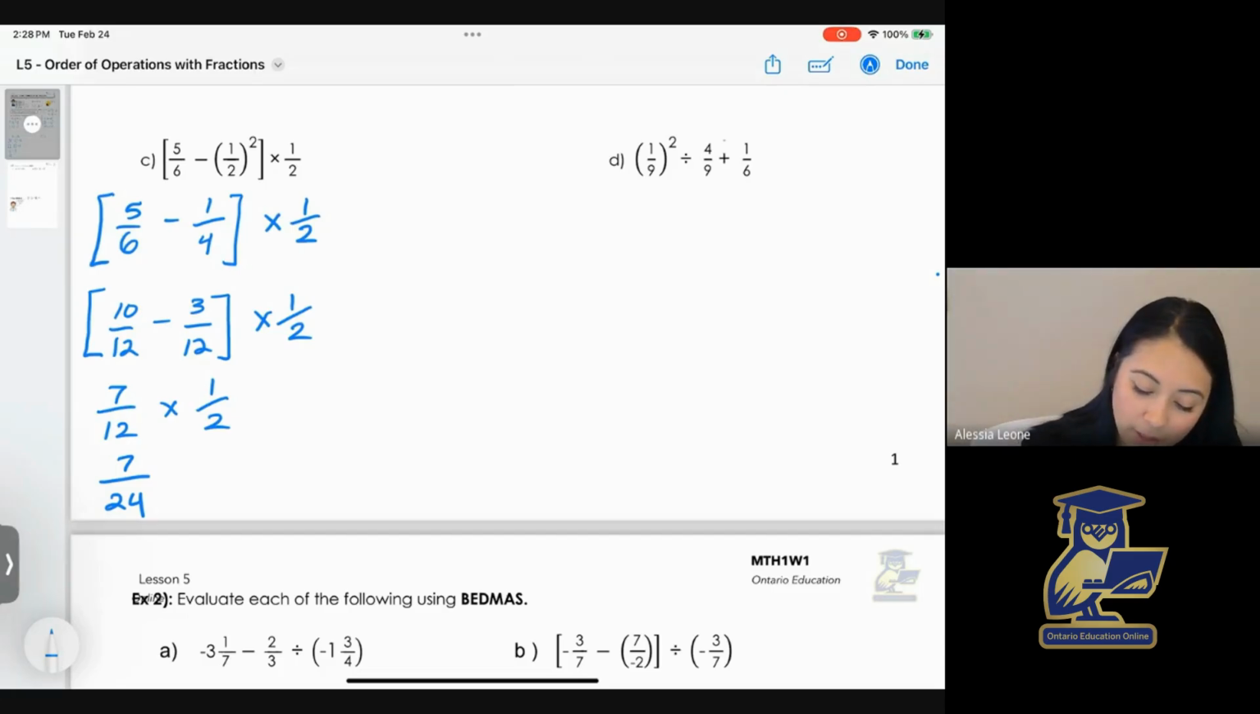And our last one here. We have 1 over 9 to the power of 2. So we have an exponent and then our division and addition. We want to do our exponent first, and then division, and then addition. So we have 1 times 1 is 1. 9 times 9 is 81. Divided by 4 over 9 plus 1 over 6.